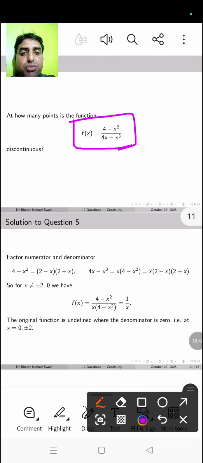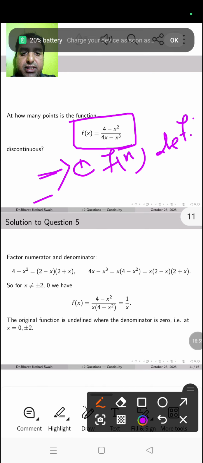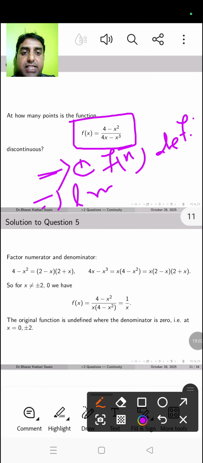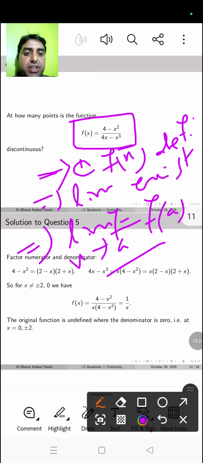To be continuous, we have three conditions. First, the function must be defined. Second, the limiting value must exist, meaning LHL is equal to RHL. And third, this limiting value must be equal to the functional value. Suppose the point is a, so the limit as x tends to a of f(x) should be equal to f(a). So these are the conditions.